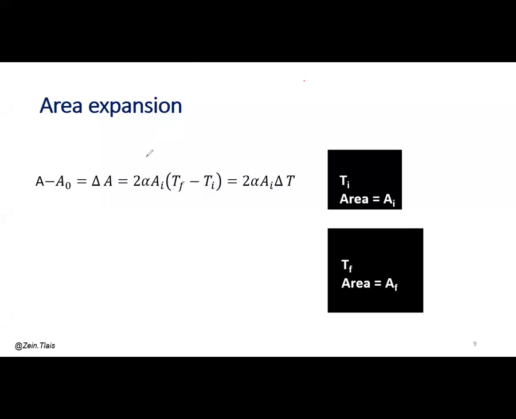In the case of area expansion, let's take a two-dimensional object of length A and width B. Initially, we have initial temperature T initial and initial area A initial. We give a quantity of heat to the system. So we get T final and the area final. Here we have A prime and here we have B prime. What is the relation between T initial, T final, A initial, and A final?